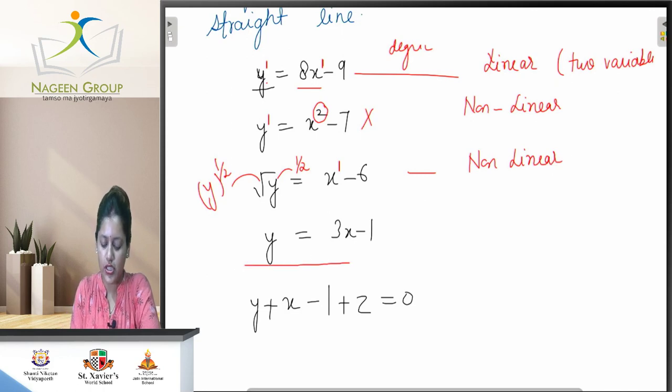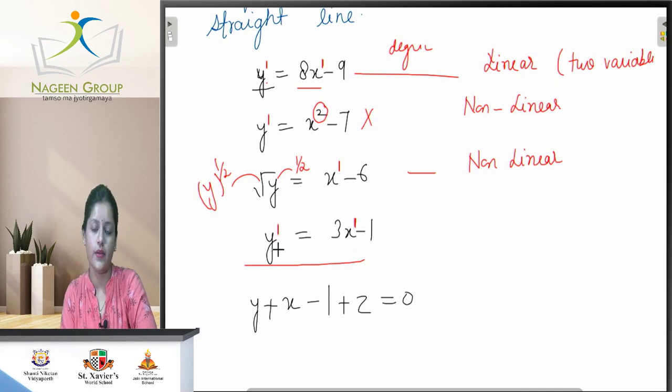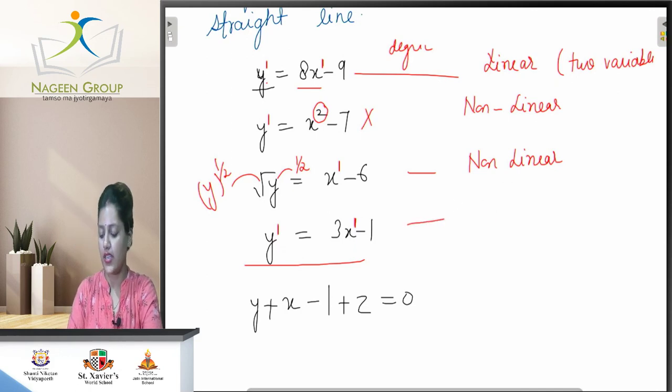After that, there is another equation given. Here the degree of x is 1, and in the same way the degree of y is also 1. So is it a linear equation? Yes, this is a linear equation.